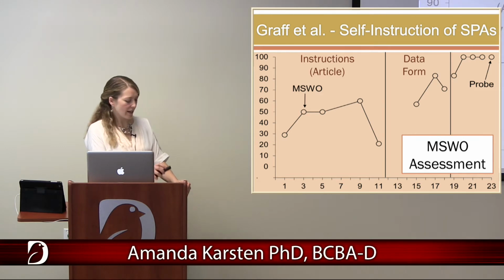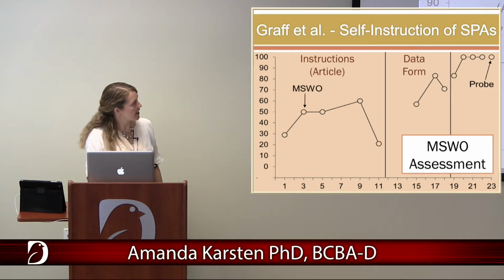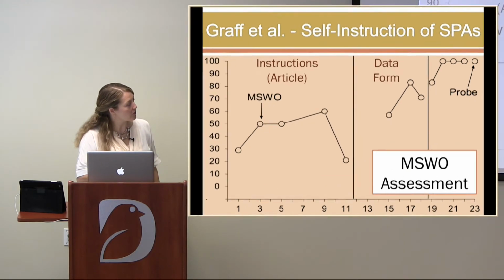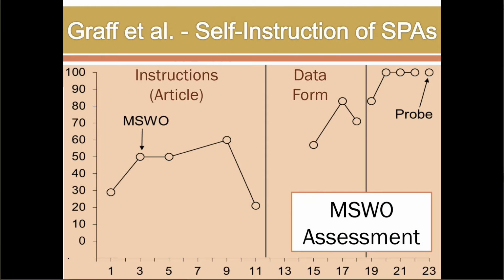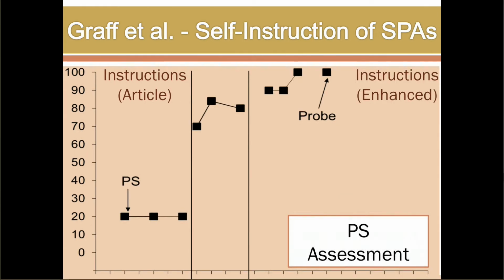So just some of the data I alluded to from Rick's study, you can see that here it was just the JABA article, and they got some of the procedures right for an MSWO. A little bit of a level change with the data form and the JABA article. With enhanced instructions, we got perfect integrity, which was maintained when we introduced a student in the natural probe at the end. And very similar findings for our paired stimulus, except an even bigger jump.